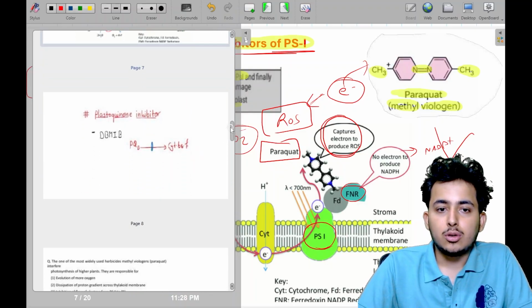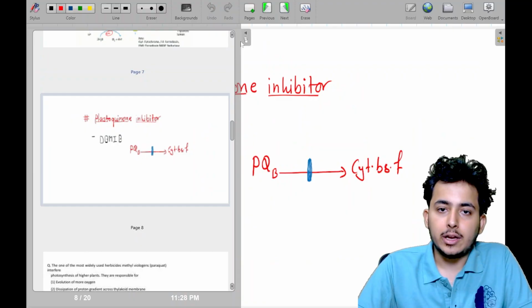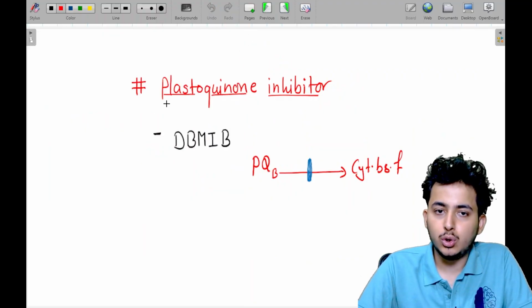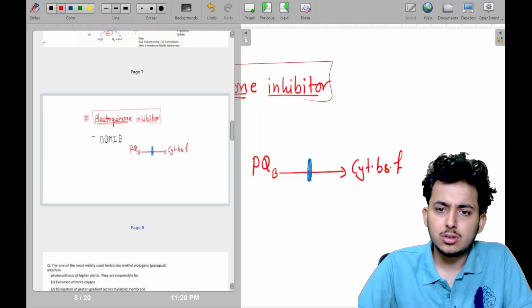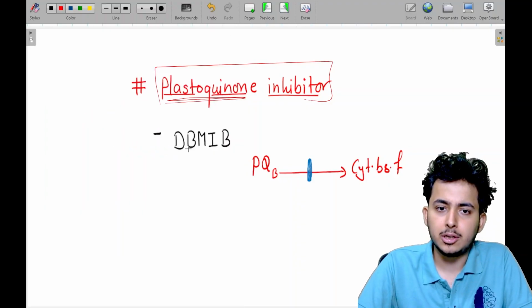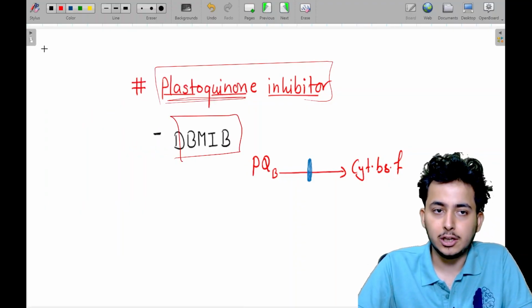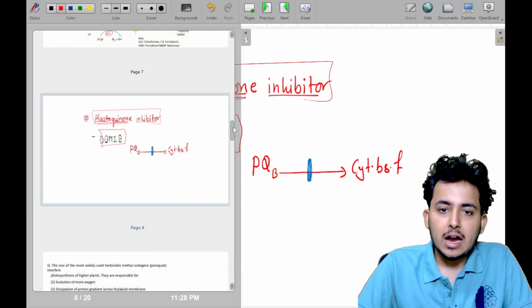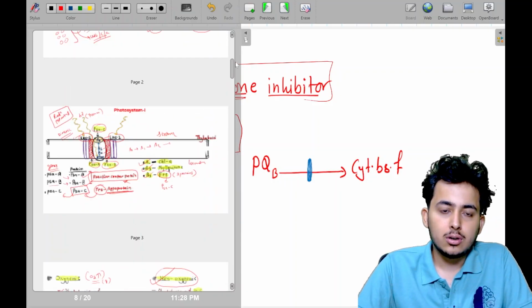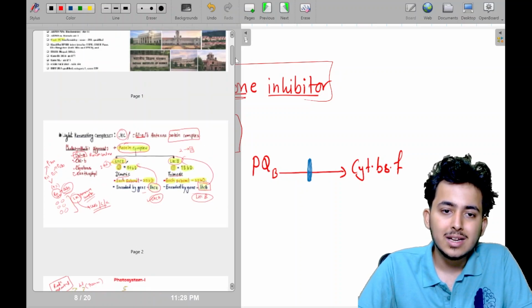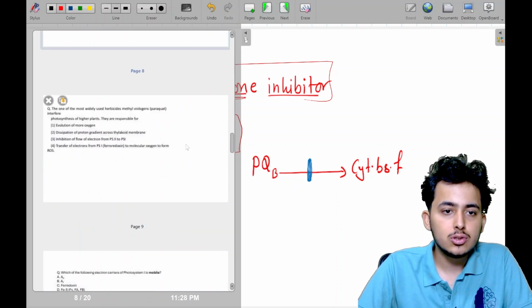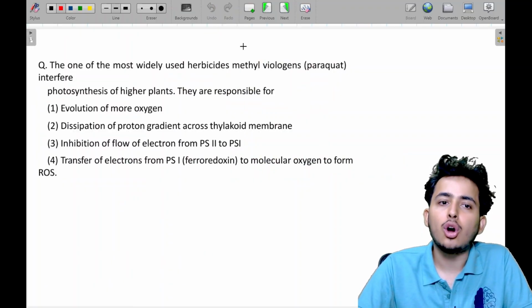Similarly, you can have other inhibitors, like for plastoquinone. We will deal with plastoquinone in the subsequent lecture. It has an inhibitor called DBMIB, so I will deal with it, don't worry. And if this much part is clear for today about photosystem 1, the structure and the components, then we can solve some questions to better understand our topic.